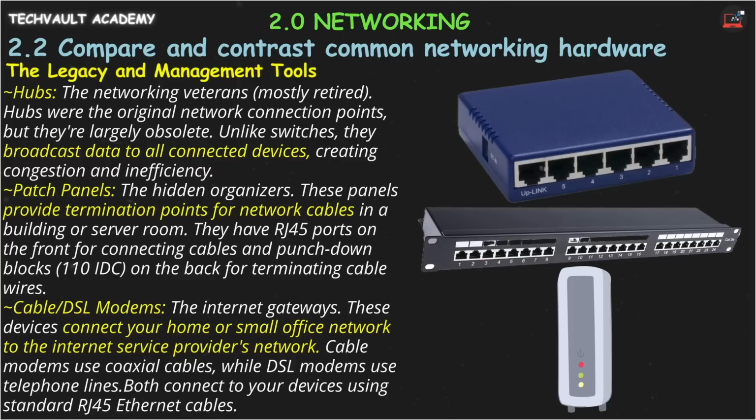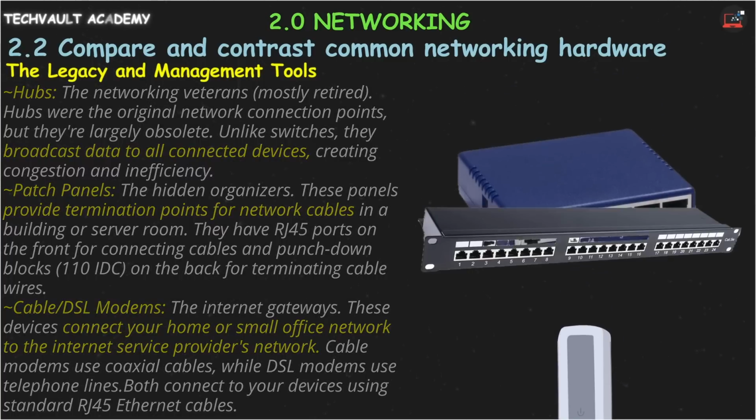Cable and DSL modems, the internet gateways. These devices connect your home or small office network to the internet service provider's network. Cable modems use coaxial cables, while DSL modems use telephone lines. Both connect to your devices using standard RJ45 Ethernet cables.